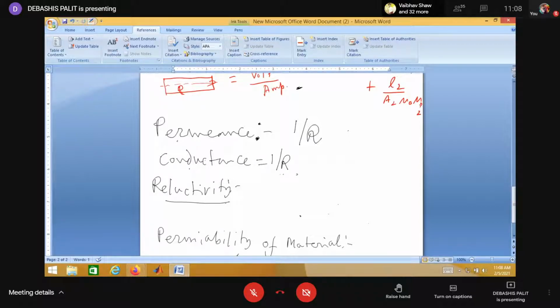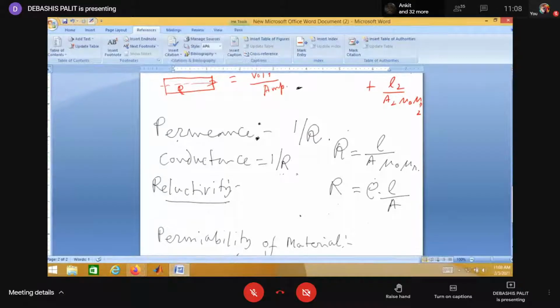Sir, it is 1 by mu, reluctivity. No, it is not 1 by mu. You know that reluctance is equal to L by A mu 0 mu r. In case of resistance, R is equal to rho into L by A. So if this is analogous to this, then 1 by mu 0 mu r is the reluctivity. So rho is analogous to 1 by mu 0 mu r.